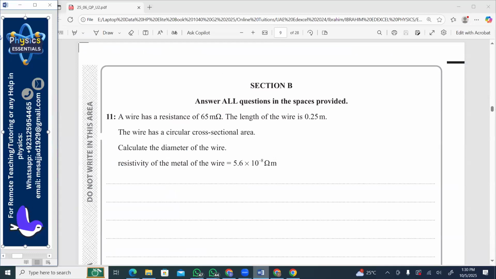Okay, question number 11. A wire has a resistance of 65 ohms. The length of the wire is 0.25 meters. The wire has a circular cross-sectional area. Calculate the diameter of the wire. Resistivity is this much. So just write down the formula for the resistivity and the length and the area, and they're asking you to find out the diameter.